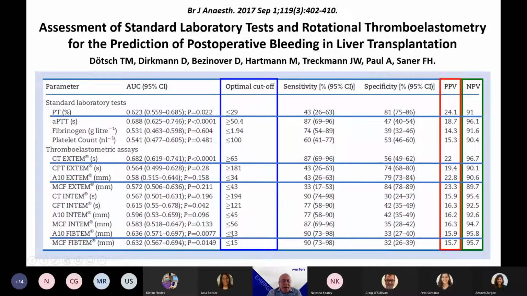And again, if we have, for example, a clot firmness, here an A10 in FIBTEM, that corresponds to 1 millimeter less than an A5 in FIBTEM. So again, if we have at least 12 millimeters in FIBTEM, the chance that we have to increase the fibrinogen level is extremely low. So this is the way we develop these cutoff values and integrate them later on in algorithms.